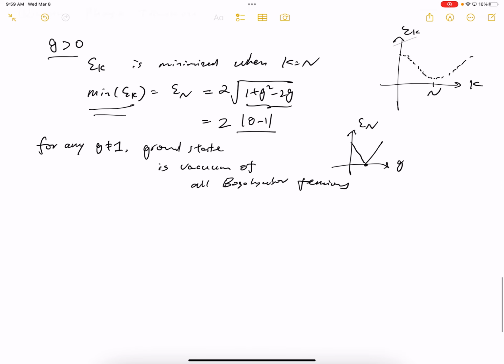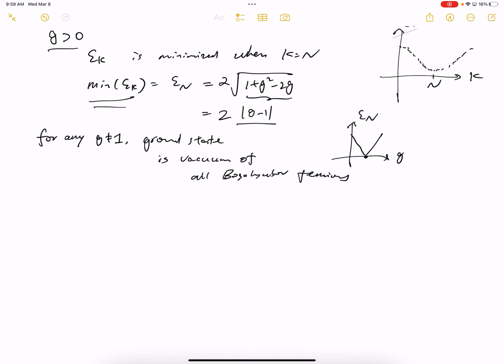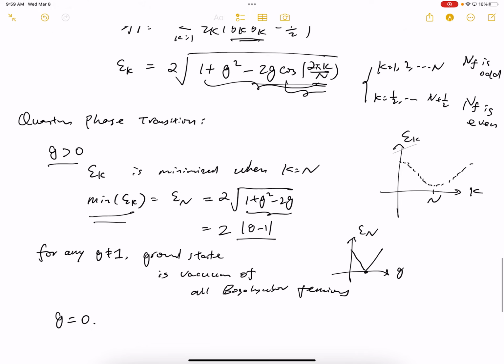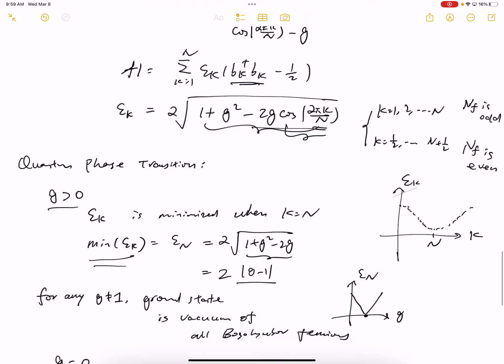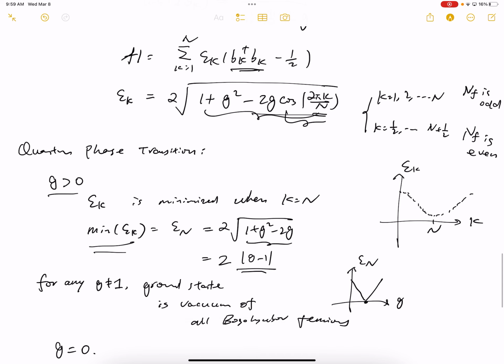So the actual ground state is going to be much more complicated, but you can calculate it with the knowledge that the ground state is the vacuum of these Bogoliubov fermions. And the other thing we have to think about, especially for g equals 0, is the parity, which is the total number of fermions, because as we said, when g is equal to 1, you can seemingly have two exactly degenerate ground states, right? You can have either 0 particles or 1 particle in this mode.